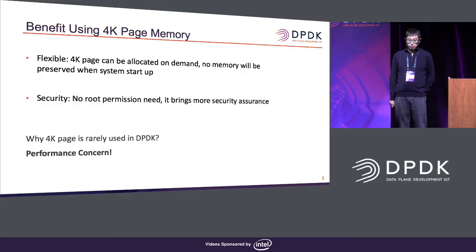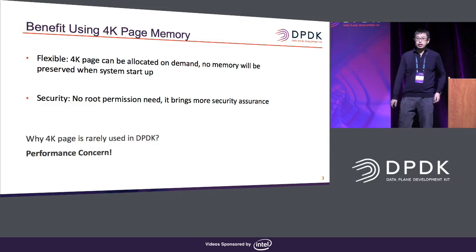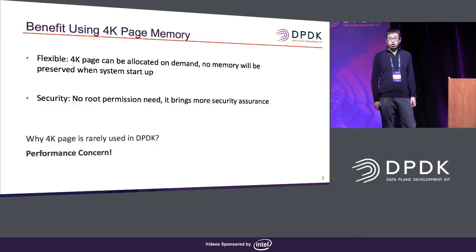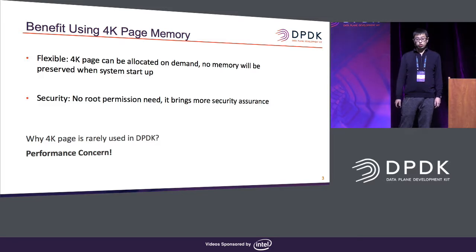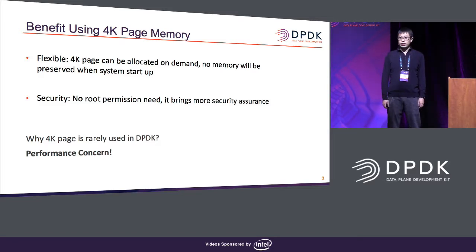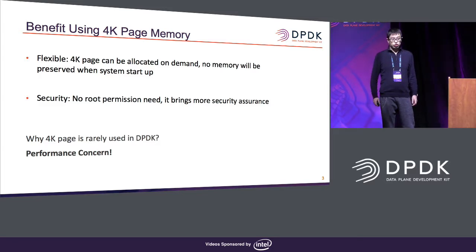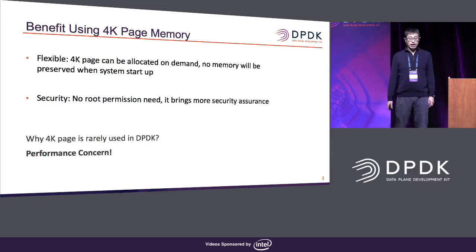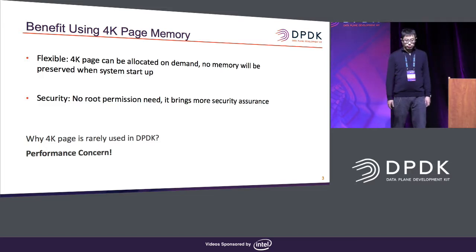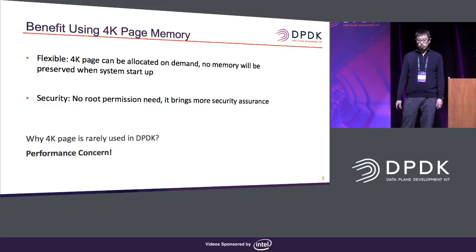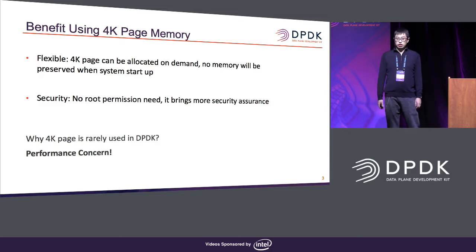First, why do we use 4K page? We know that DPDK is always designed based on huge pages to achieve the best performance, but if we use 4K page, we also can get some advantages. For example, it's flexible. I heard that a lot of people complain that DPDK is greedy of memory. So 4K page can be allocated on demand, and no memory needs to be reserved when the system starts up.